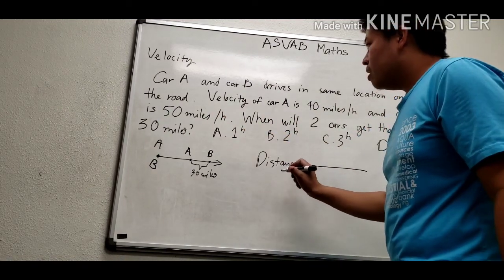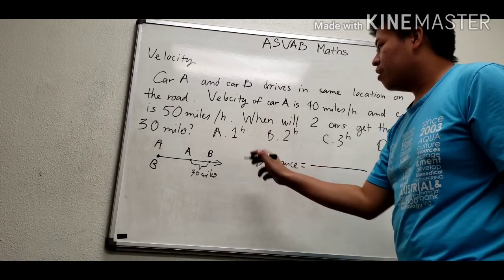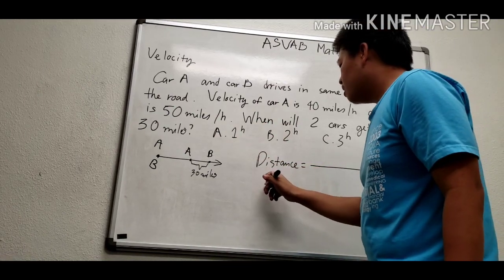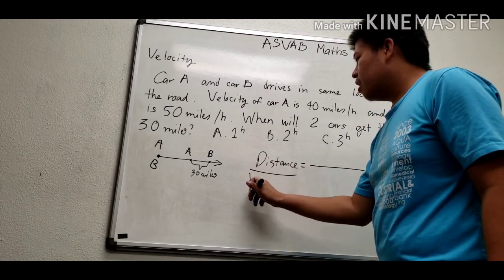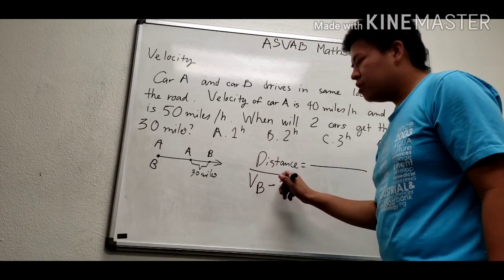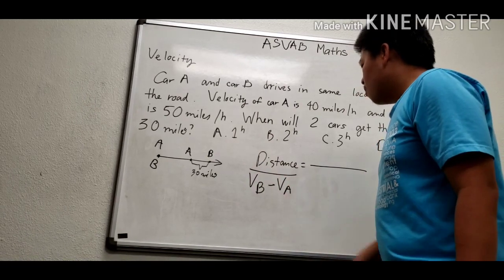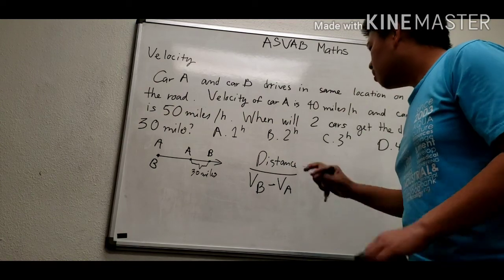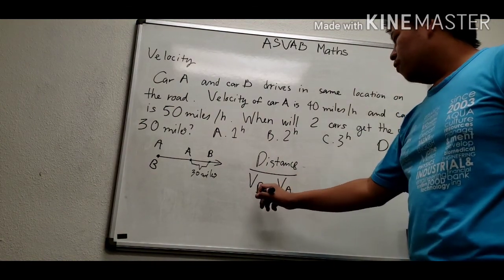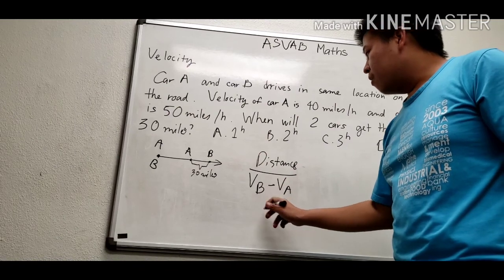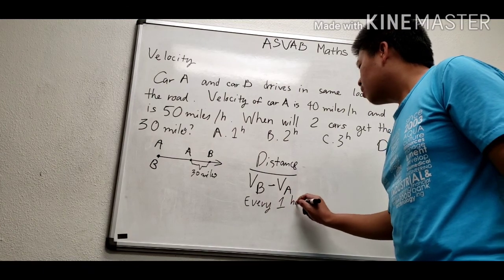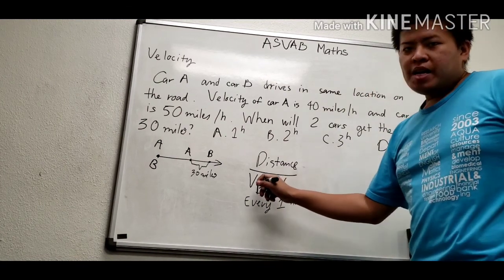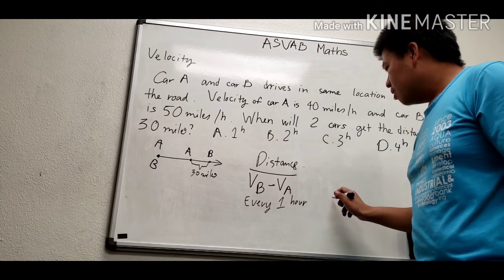The best way to find the distance between car A and car B is that we have the velocity of car B minus the velocity of car A, because when we do that, we can figure out that every 1 hour between car B and car A, they will create a gap.